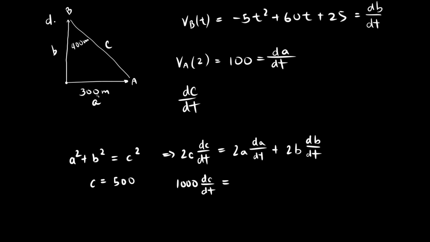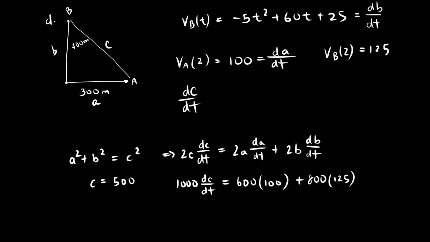Now we also know that a is equal to 300, so this coefficient becomes 600, and dA/dt we said was 100, so this is 600 times 100, plus 2b, which is 2 times 400, which gives us 800, times dB/dt, which is illustrated by this equation here. So if we plug in 2 to v_B(t), we get v_B(2) equals 125. So then this is 800 times 125.